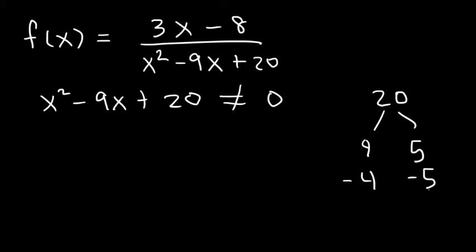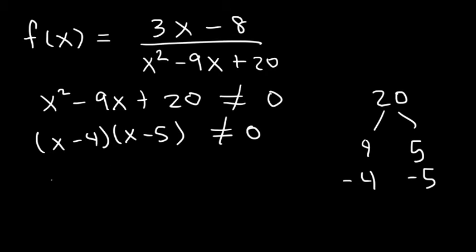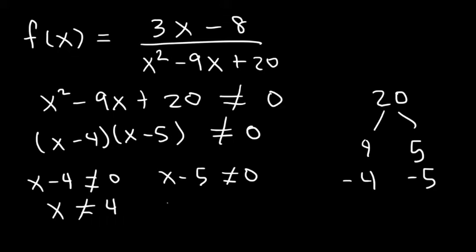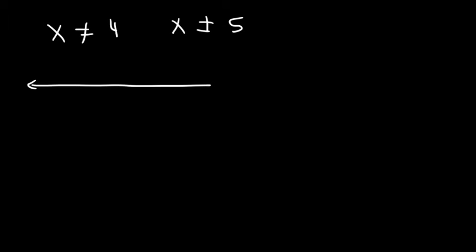Now let me do the factorization of this. This is (x minus 4) and this is (x minus 5), must not be equal to 0. Ultimately it will give rise to x minus 4 is not equal to 0 and x minus 5 is not equal to 0. So here I get x is not equal to 4 and x is also not equal to 5. So let me find out what should be the intervals in which x will exist.